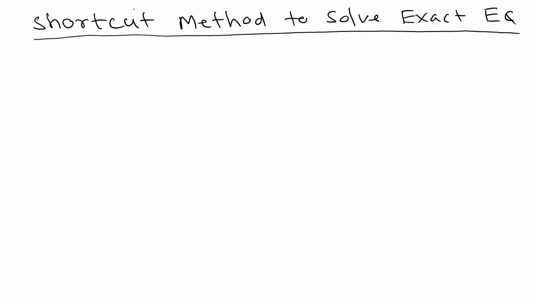Let's discuss the shortcut method to solve the exact equation. You know that when you want to solve the exact equation, it needs like 8 steps. So here we can do it quickly, using only 3 steps. So let's see how it works. The idea is this: we start with the equation.